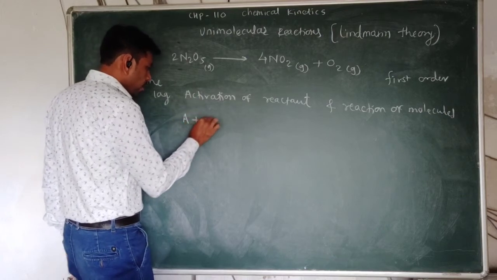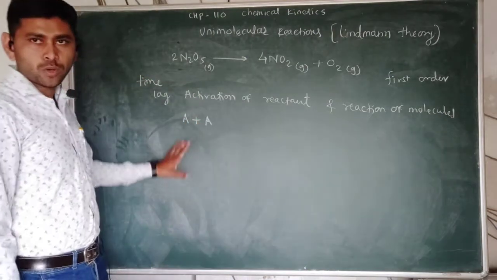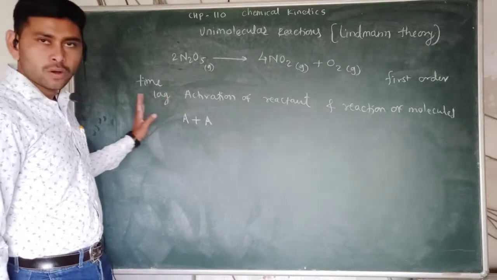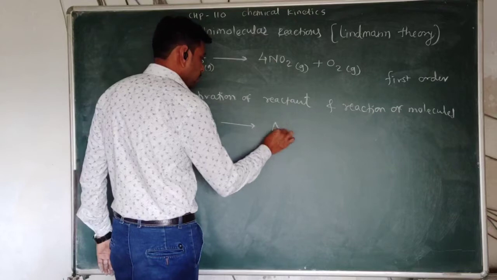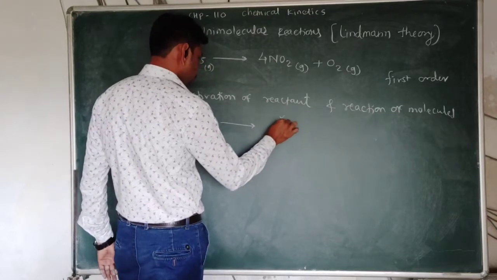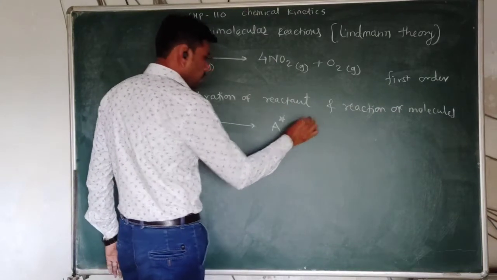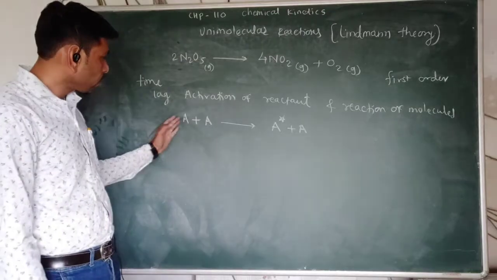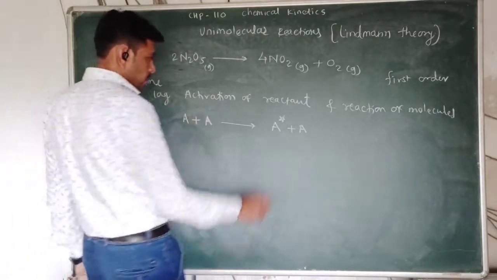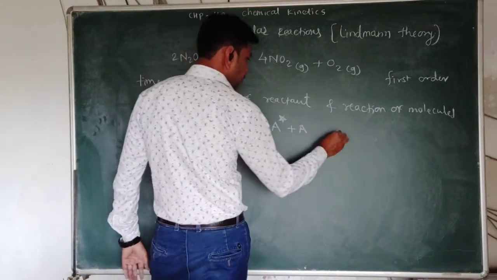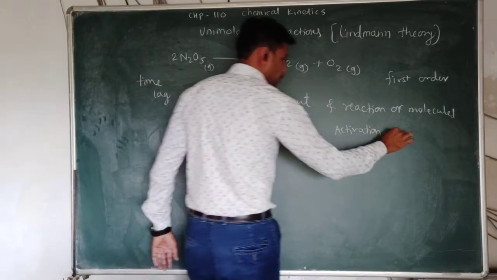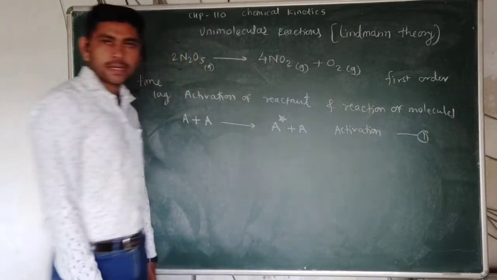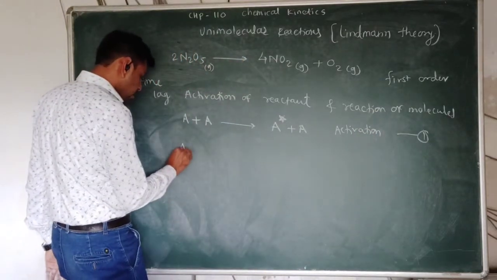Suppose that A and A, the two molecules here, interact, or we say collide. These molecules collide to form the activated molecule. So one of the molecules gets activated by colliding with another molecule, and this process is the activation process. Say step first, activation.